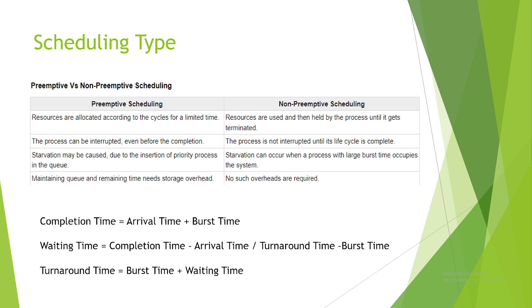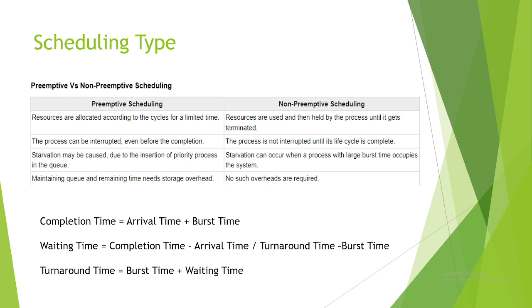Now there are basically two types of scheduling. One is preemptive and another one is non-preemptive. Let's learn what non-preemptive is. To give you the general idea, non-preemptive means that if a process does not get interrupted during the time of execution, it's called non-preemptive. But if it gets interrupted, it's called preemptive.